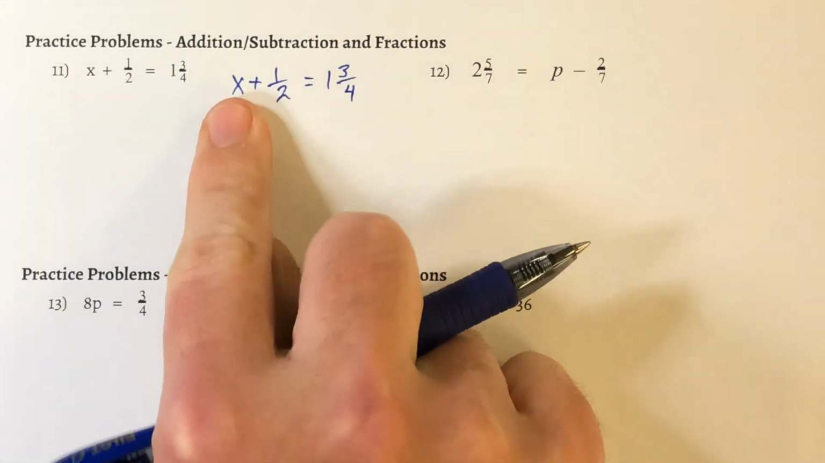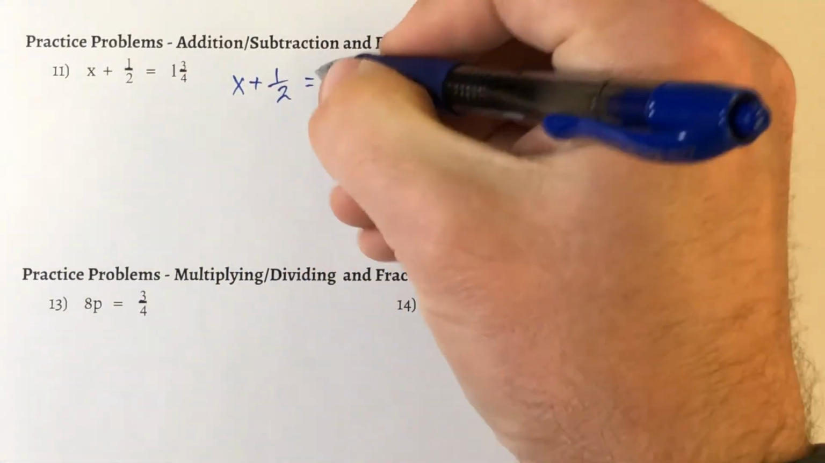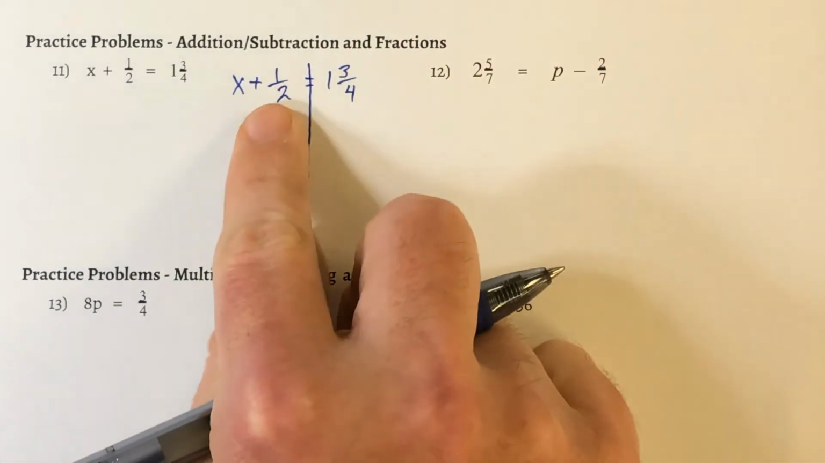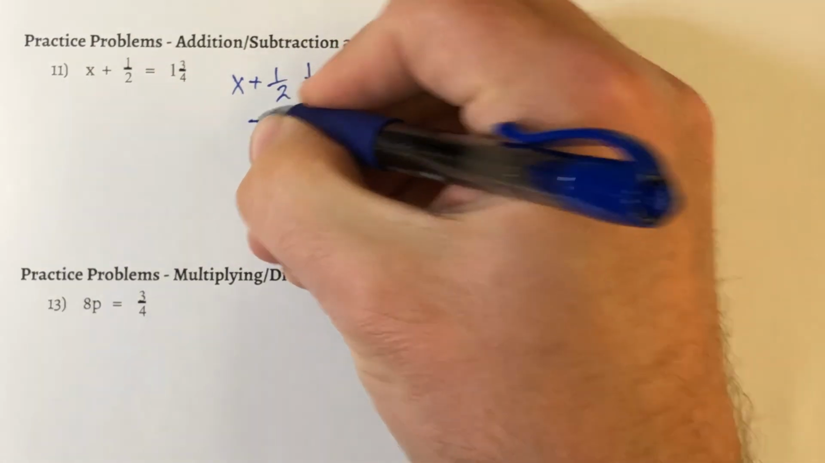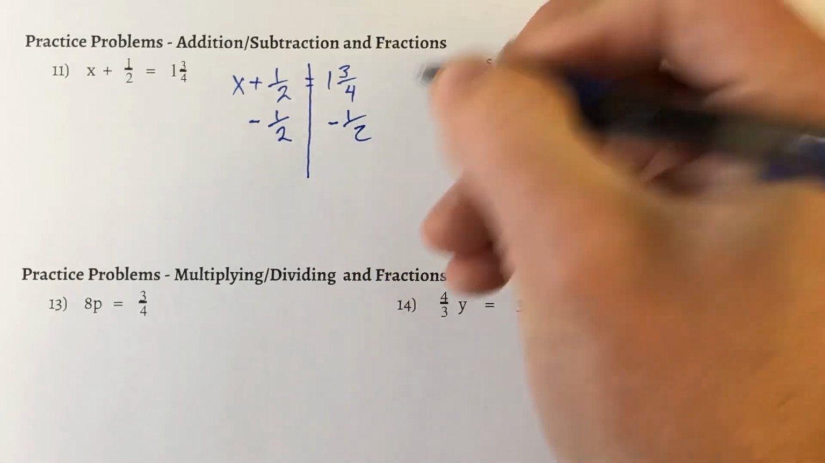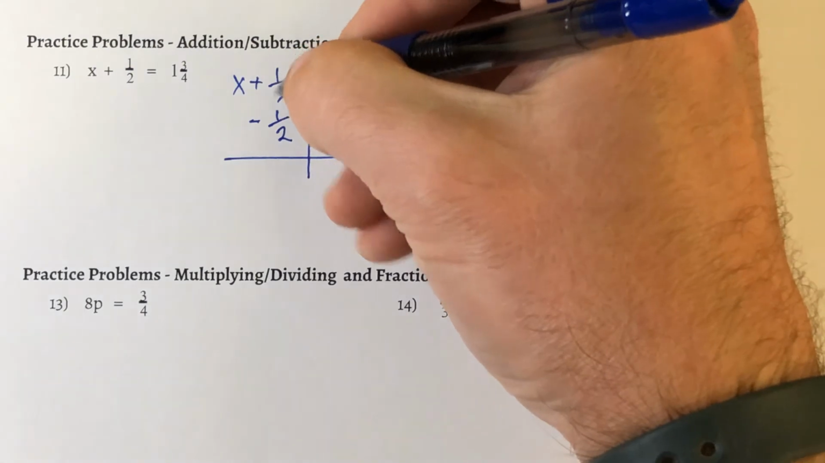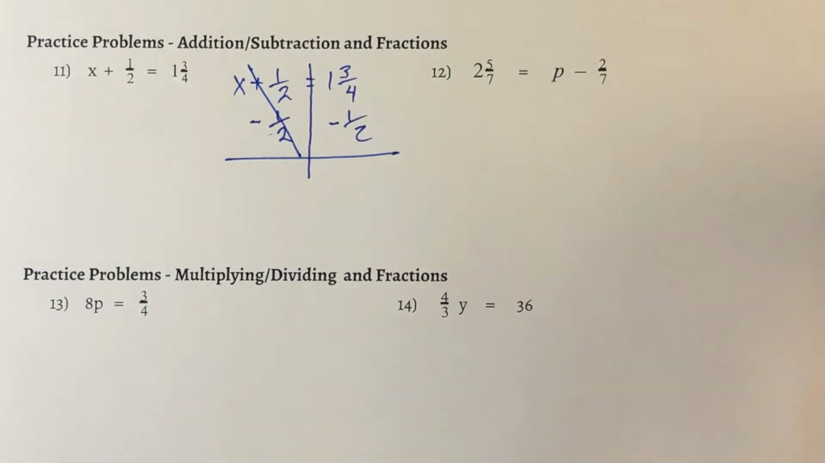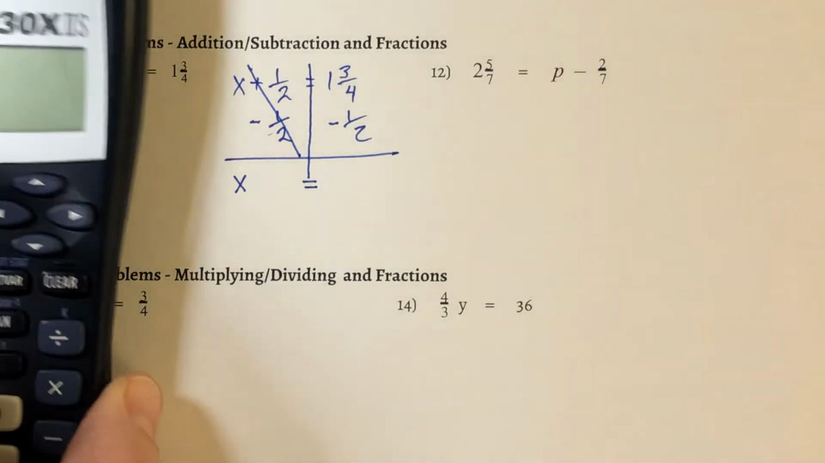So our goal is to get x by itself. I want to know x equals something. So what do I need to do? I need to get rid of the plus 1/2, or the positive half. What's the opposite of adding? Subtracting. So we're going to subtract 1/2 on both sides. So opposite of adding 1/2, subtracting 1/2, they go away, they cancel, leaving me with x. What does that equal? Well, whatever 1 3/4 minus 1/2 is.